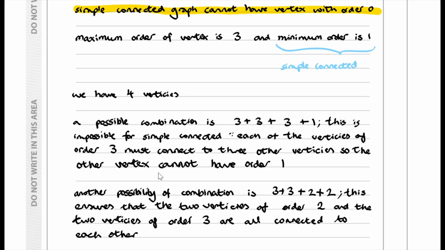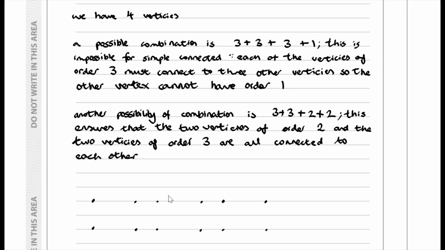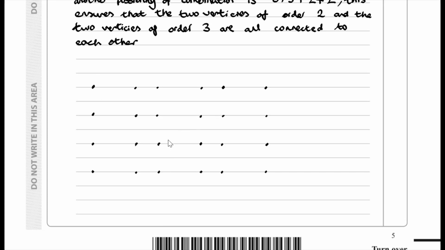So we've got over here the other possibility, which was 3, 3, 2, 2, and this ensures that the two vertices of order 2 and the two vertices of order 3 are all connected to each other. Now, I think it would be a good idea right now if we draw out all the different possible combinations that we could have.